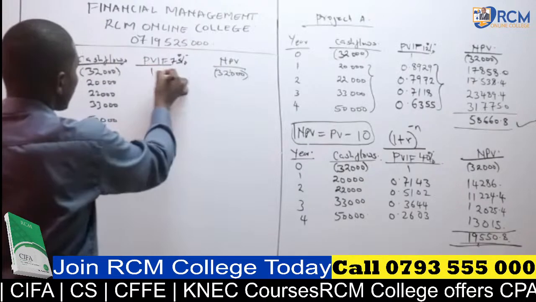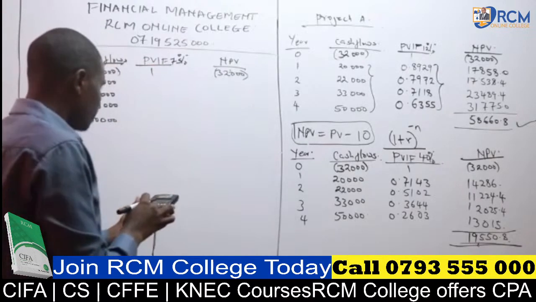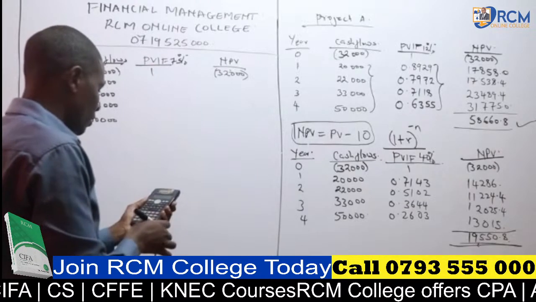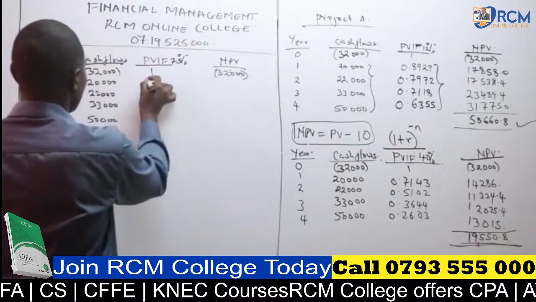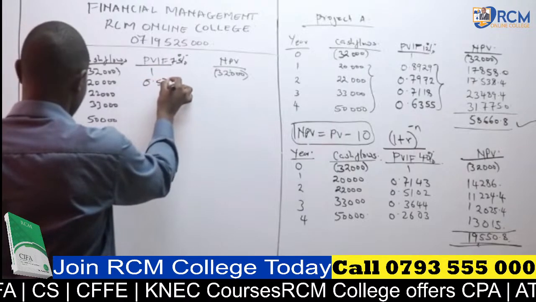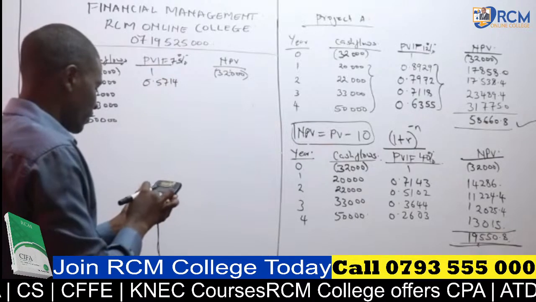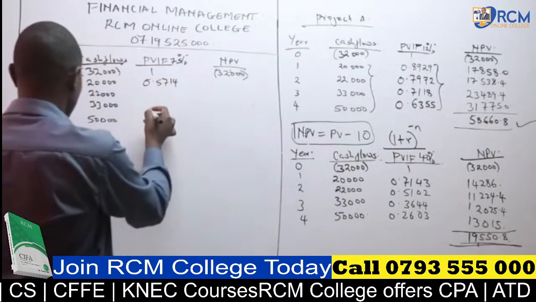So this is one, that's okay. So I have 1.75 raised to power negative 1, 0.5714. 1.75 raised to power negative 2, 0.3265.